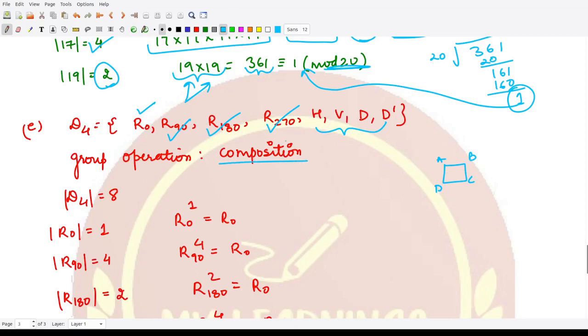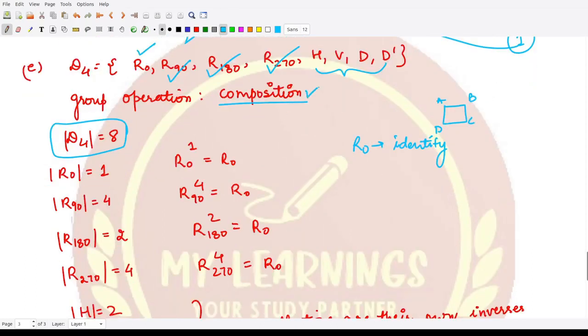You know that. What is the order of this group? 8, because we have in total 8 elements within it. What is the order of R0? R0 is itself the identity of the group, correct? So its order is definitely 1, right? Here the operation is composition.